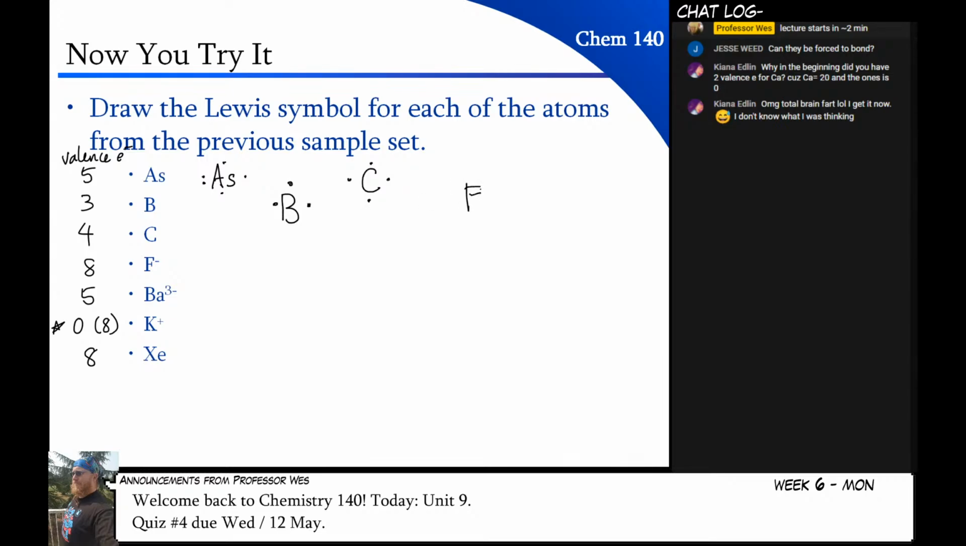For fluorine, I have 7, but I have the extra from the F minus here, so I'm going to put 7 down. The minus gives me the 8th one, and then it's an ion, so I have to put it in brackets like this. And there you go. For barium, same thing, so I would normally have 2, but the 3 minus means I have 5.